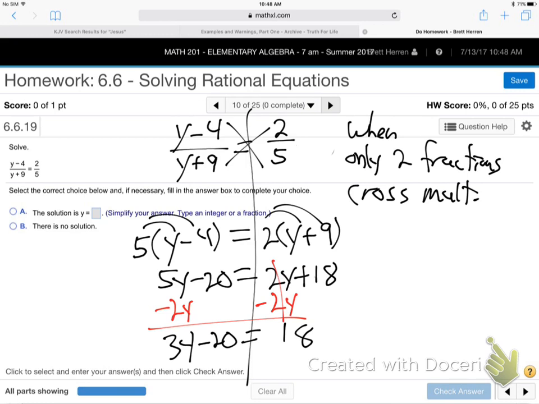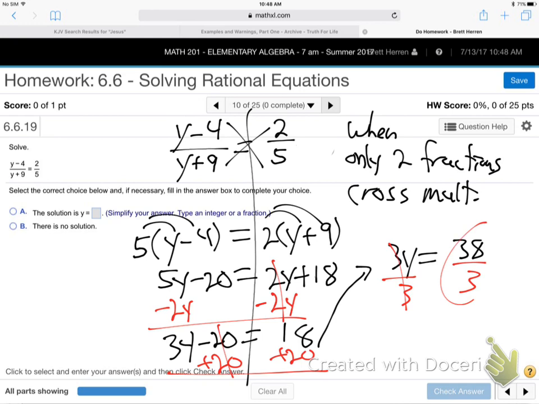And add the 20 to both sides. 3y is 38. Last step. Divide by 3. Boom, there it is. 38 thirds.